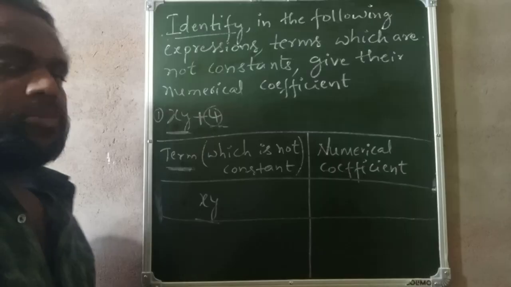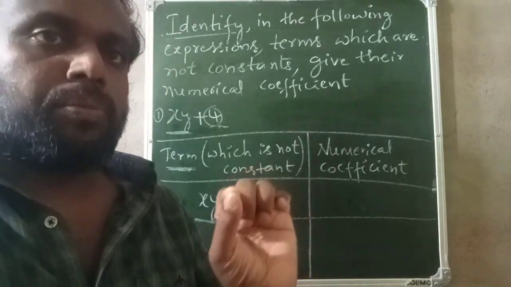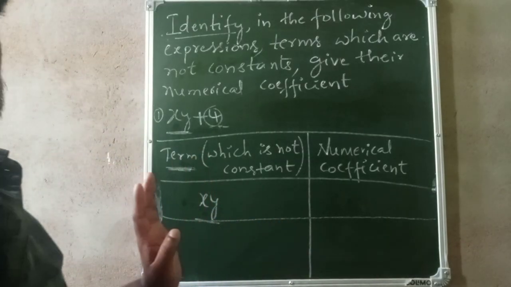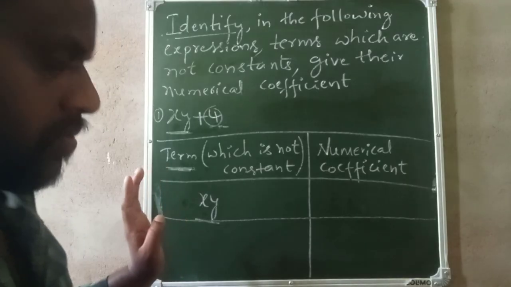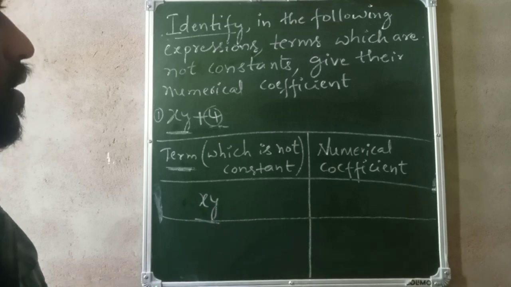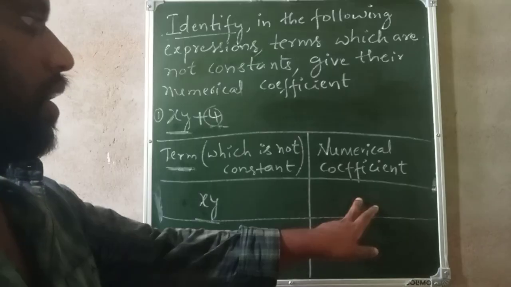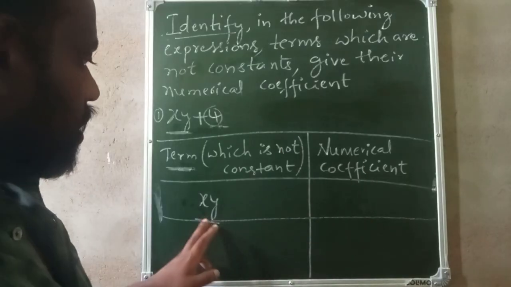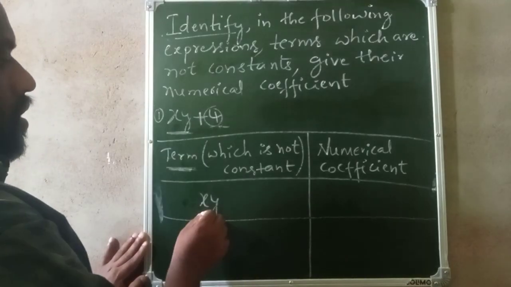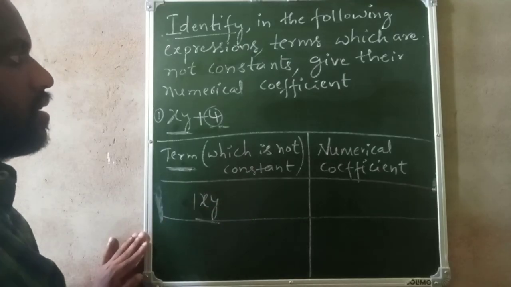So numerical coefficient means that is a number present in this term. So xy is the term. Whatever number is present here, that you have to write here. So the number present along with xy is the numerical coefficient. Here just xy is there, nothing is there, which means 1 is there.